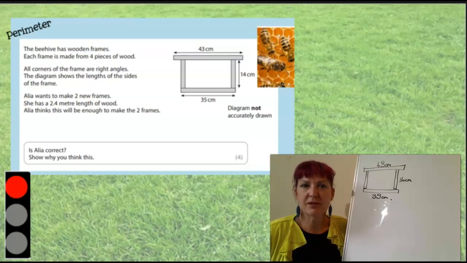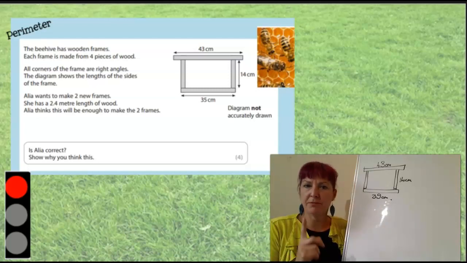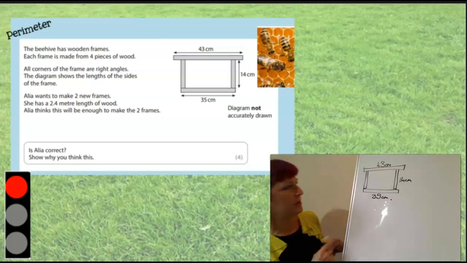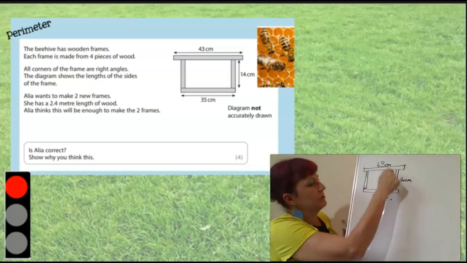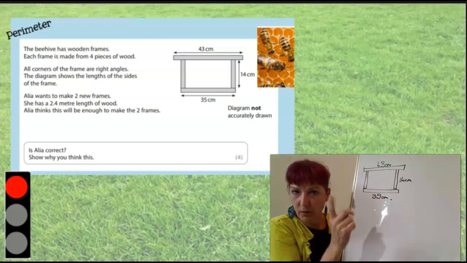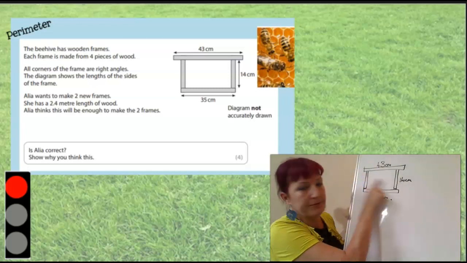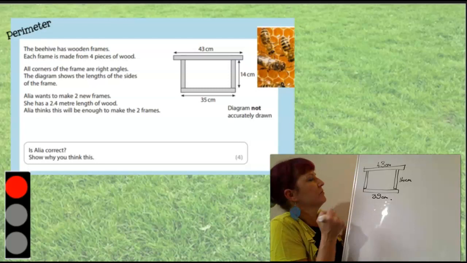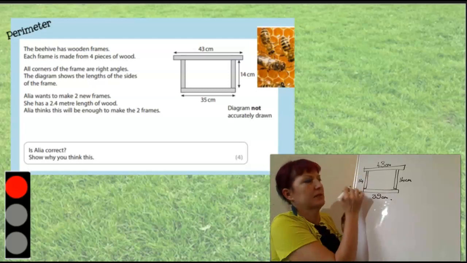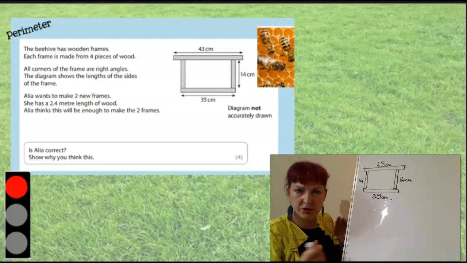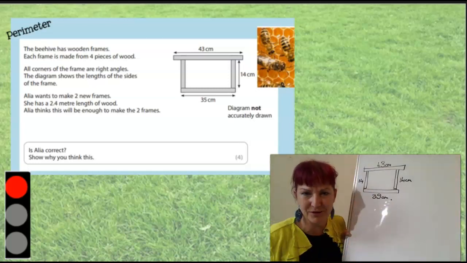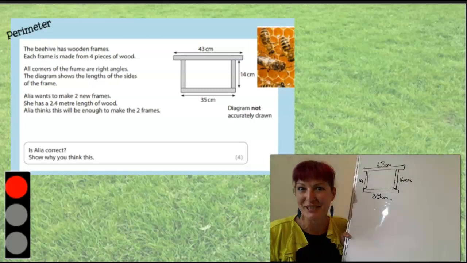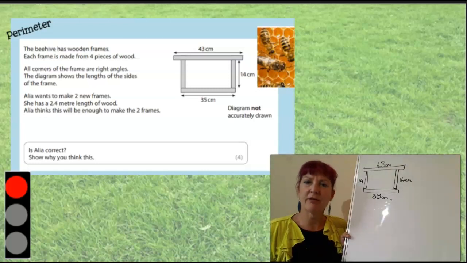Each frame, so that means 1, is made from 4 pieces of wood. I've drawn myself a diagram. 1, 2, yep, that makes sense. One thing I have noticed is they haven't labelled that bit, so just so I don't make a little mistake, I'm going to put that in there. Each, so that's one of them, has 4 bits of wood. The diagram shows the length of the sides of the frame. Okay, diagram not accurately drawn. All right.